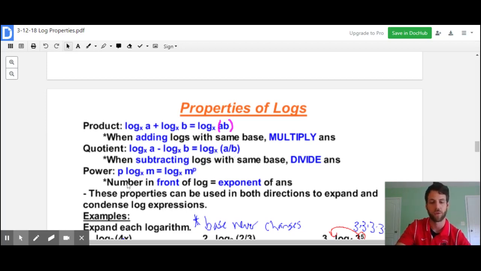And then the power rule is the third and final property we might use, where if you have a coefficient in front of a logarithm right here, you would move that on top of the input, and that would become its full input, in this case, m to the power of p, when p used to be the coefficient.